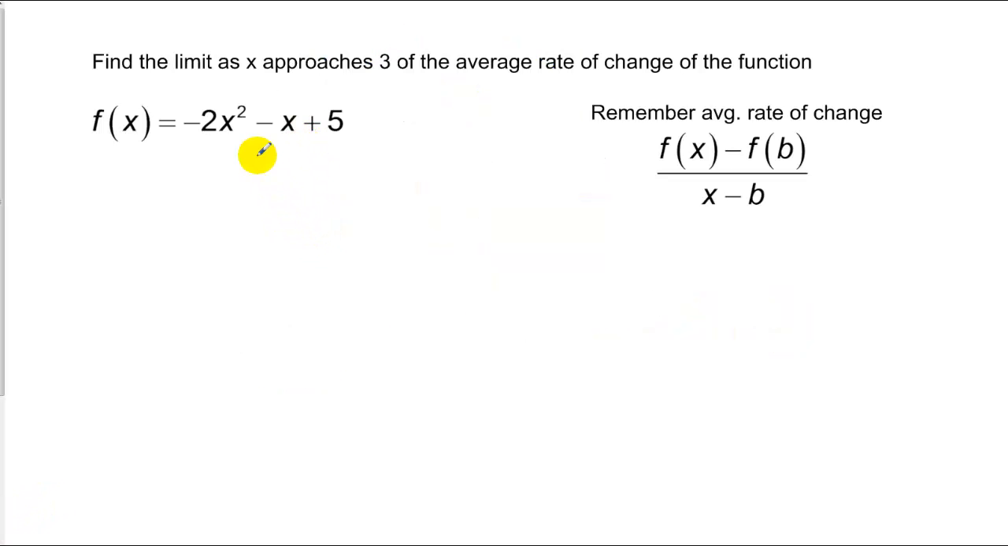In this next problem, we're going to find the limit as x approaches 3 of the average rate of change of the function. Well, again, let's talk about the average rate of change. That's just our slope. And in order to calculate a slope, we just take f of x minus f of b over x minus b, or y2 minus y1 over x2 minus x1. Applying that to this problem, we're finding the limit once again as x approaches 3 of this slope.